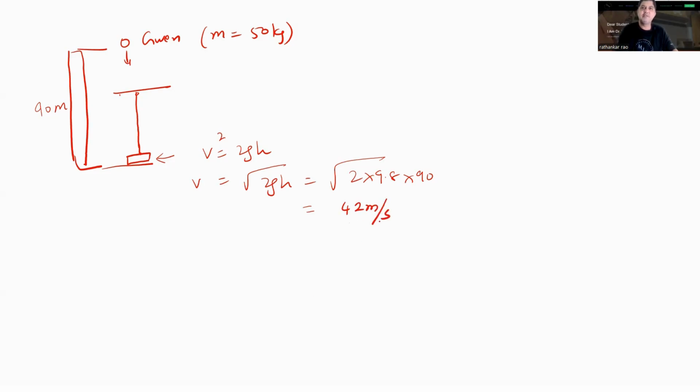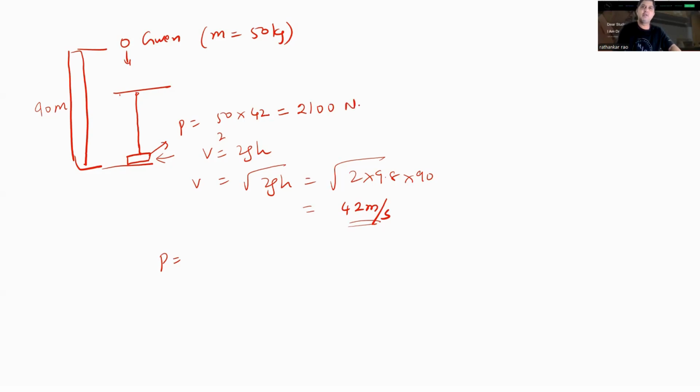If this is 42 meters per second, the mass is seen to be 50 kg. Therefore the momentum at this point is equal to 50 multiplied by 42, which will be 2100.